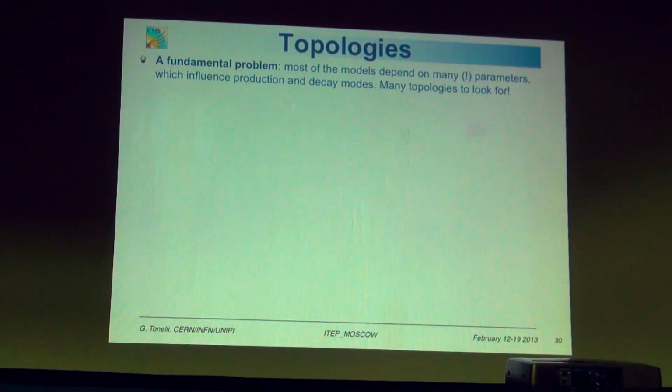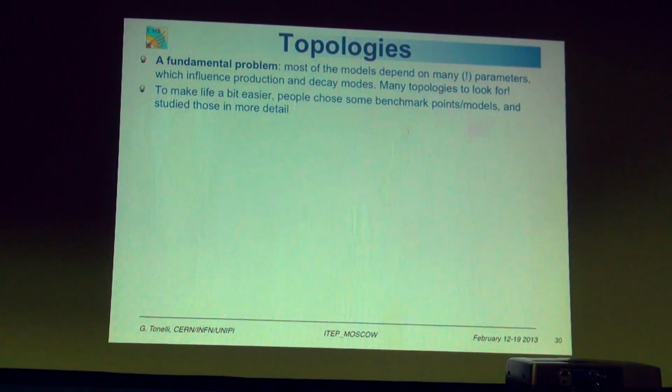A fundamental problem of SUSY is that most of the models depend on many parameters. And so, depending on the parameters, you change the production and decay modes. In principle, you have an infinite amount of topologies, so you have to make a choice. What we did was choose some benchmark points, some benchmark models, and we decided, together with ATLAS, to use them as benchmark scenarios. Those were studied in more detail.